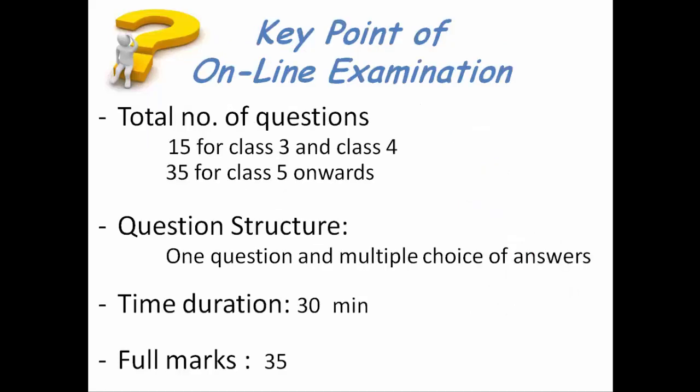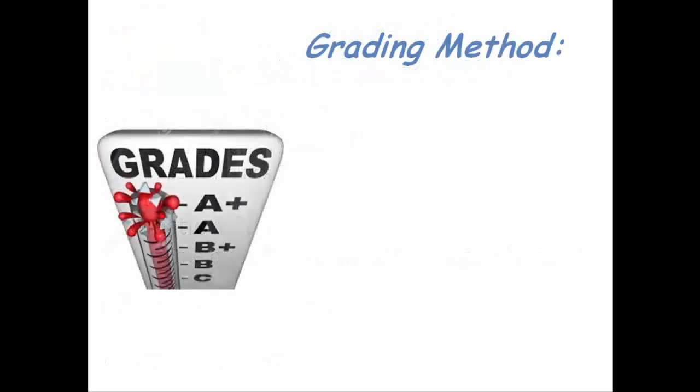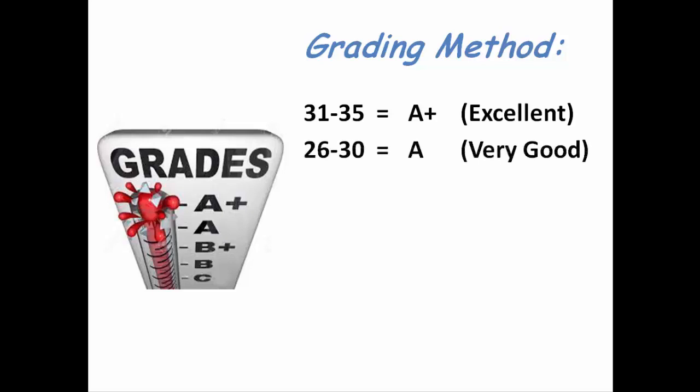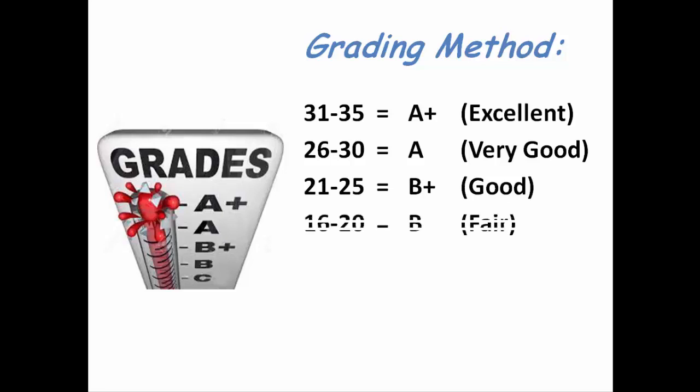The time duration you will have for this exam is 30 minutes and the full marks is 35. This is for all the students. The full marks 35 will later be divided into 6 grades. If a student secures 31 to 35, it will be A plus grade, which is excellent. If it is from 26 to 30, A grade. 21 to 25, B plus grade, which is good. And 16 to 20, B grade, which is fair. 11 to 15, C, and 0 to 10 is D grade, which is very poor.